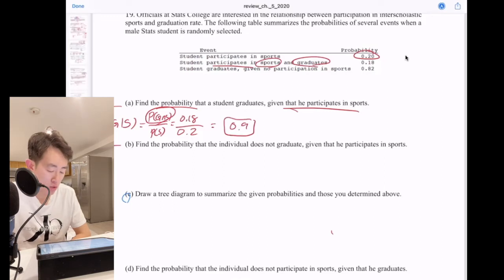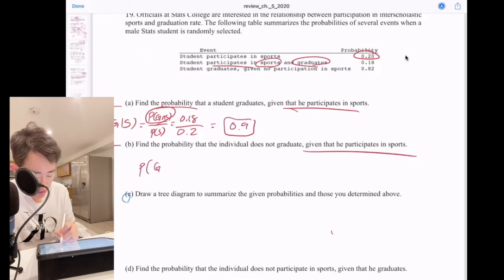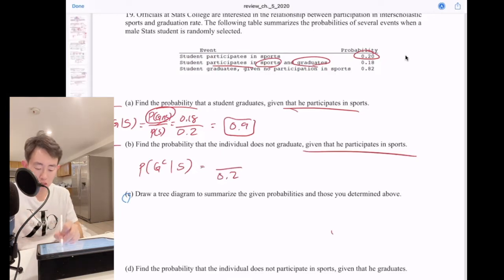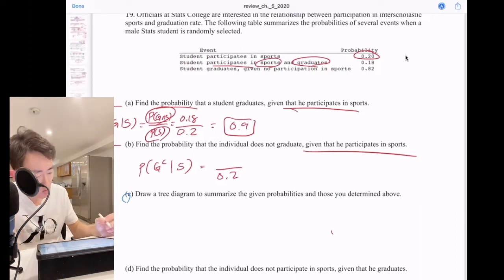Find the probability that the individual does not graduate, given that he participates in sports. So does not graduate given that he participates in sports. That means it's still going to be out of 0.2, because that's the probability of S, of course. But what's the chance of not graduating and playing sports at the same time? Well, if you think about it, 20% play sports, okay?